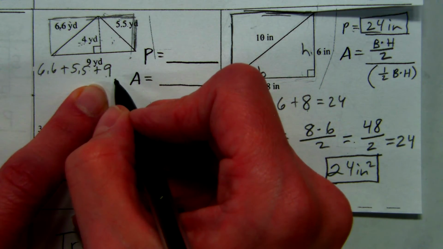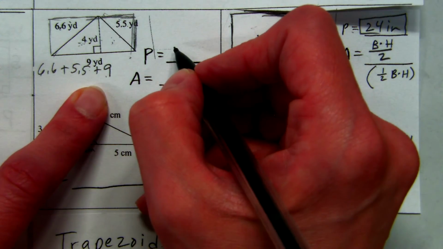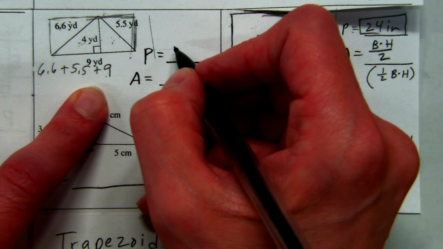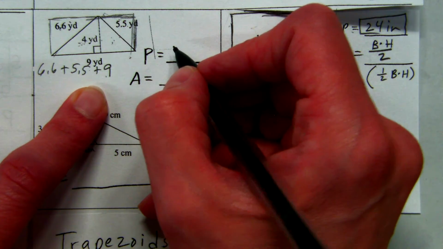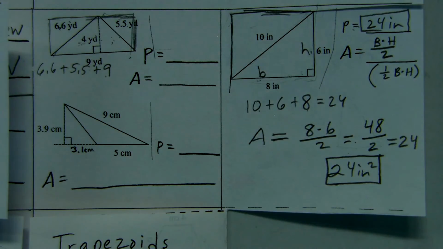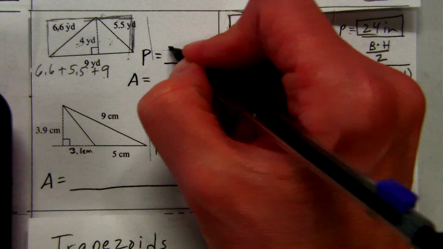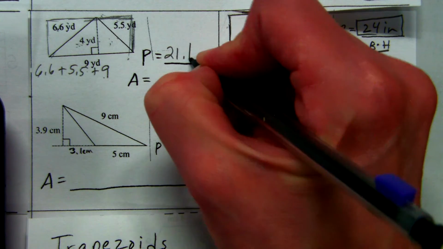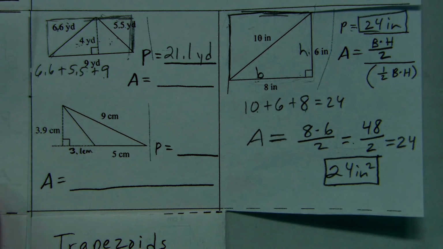And I got 34.6. Did I do something wrong? Oh wait, I'm looking at the wrong problem, so yes I did. Well, you added 9 from the bottom. Okay, so yeah, I think I did something wrong. So let me calculate that again. So I'm going to do 6.6 plus 5.5 plus 9. I think you're right. So 21.1 yards is the distance around the outside of that triangle.